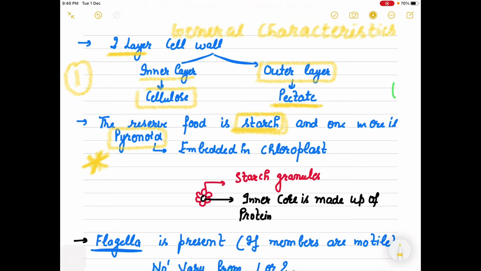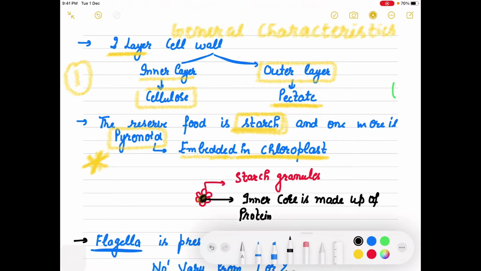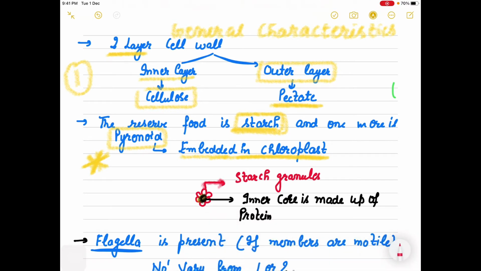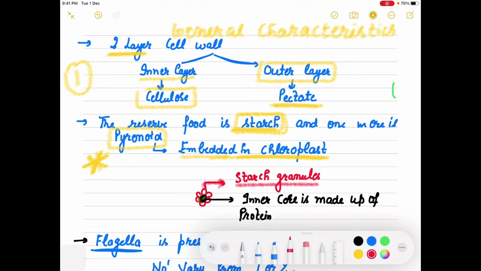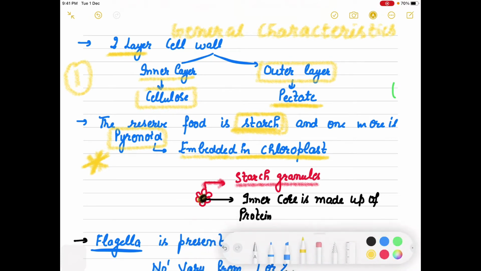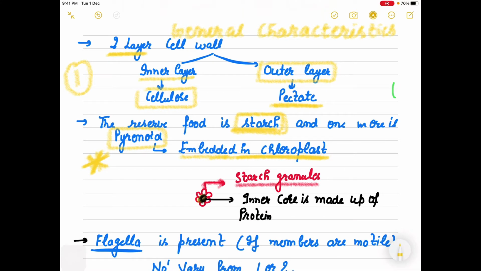And this pyrenoid is embedded, you understand what embedded means, present inside the chloroplast, embedded in chloroplast. And how does it look like? The internal part, which is called the internal core, let me make it with black only. Internal core is made up of protein, and the outer part looks like a flower. It looks like a flower and it is known as starch granules, right? This makes the whole pyrenoid, and it is embedded in the chloroplast. So another question is ready for you. Reserve food material in green algae: starch and the pyrenoids.